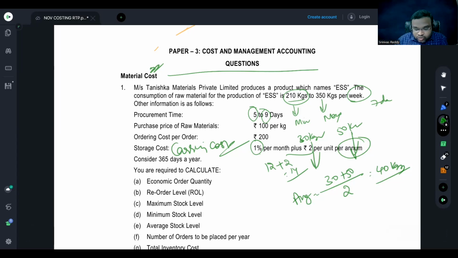So why am I taking 12? Provided the purchase price is 100. If the purchase price is 200, I would have taken 200 into 1%, 2 rupees per month, which is equal to 24 rupees per annum, plus 2 rupees per unit per annum, 26 rupees. Okay, so this 1% is dependent on what amount? It is dependent on the purchase price. Clear? Right. Consider 365 days a year.